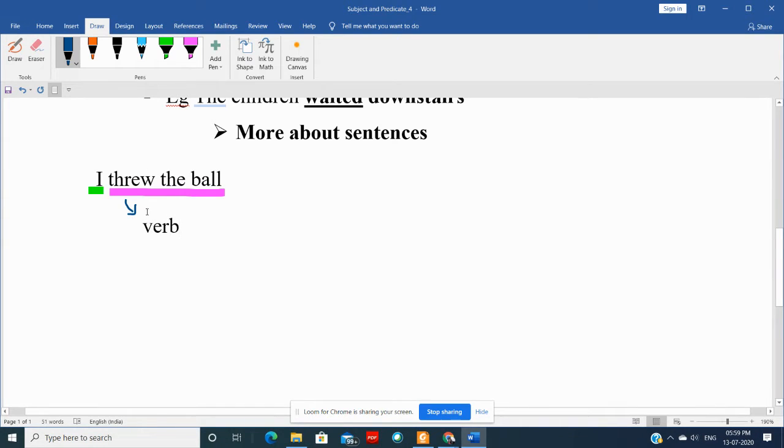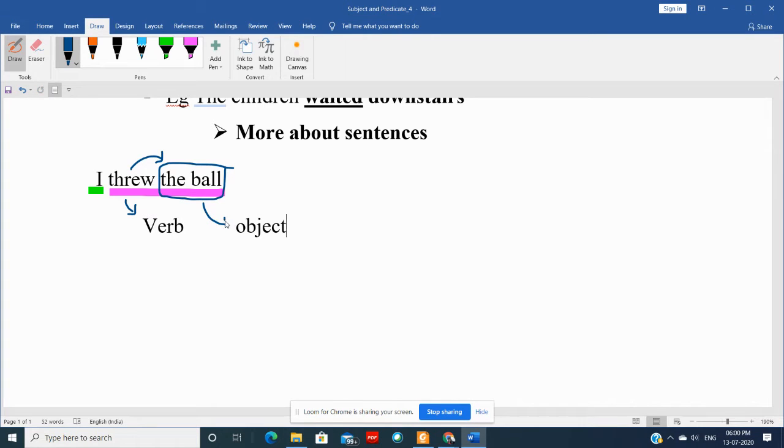Now if you ask a question to the verb itself, threw what, then you will get the answer, the ball. Right? So when you ask a question to the verb and whatever you directly get as the answer, that is your object. Right? So this becomes your object. So this word the ball, this is your object.